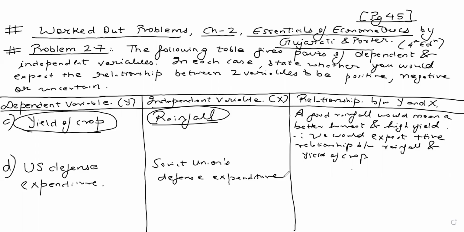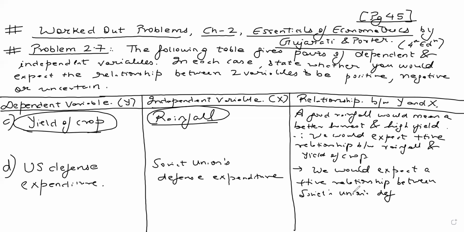also a powerful economy. Okay, so remember, when one strong economy starts spending on defense, other economies also start imitating by spending on defense. Spending on defense gives a signal that the economy is well prepared in case of a war. Okay, and it's a strong economy, so we can say that we would expect a positive relationship between the Soviet Union's defense expenditure and US defense expenditure. Because if the Soviet Union's expenditure goes up, US would also want to spend more on defense. Okay.